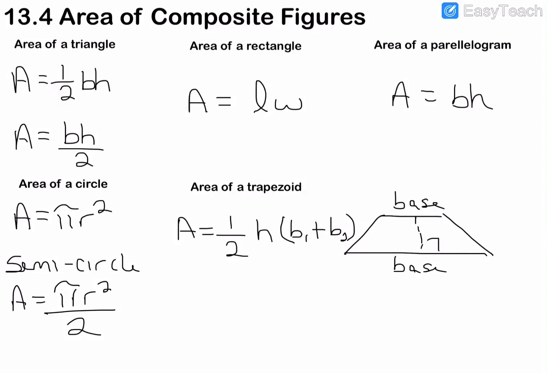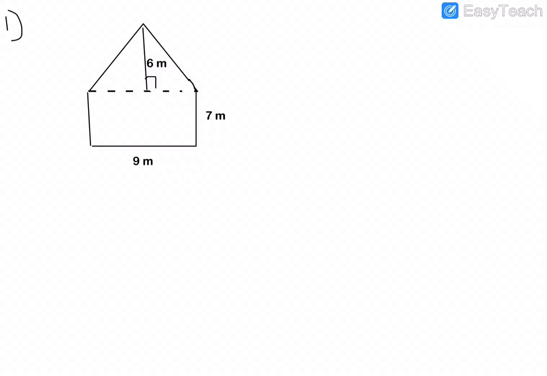Okay, so basically you're going to have a height here. This is going to be a 90-degree angle. This is your height. You have base 1, base 2. It's half of the height times the sum of the 2 bases. Okay? So those are the formulas you're going to need to know to be able to solve the area of composite figures.